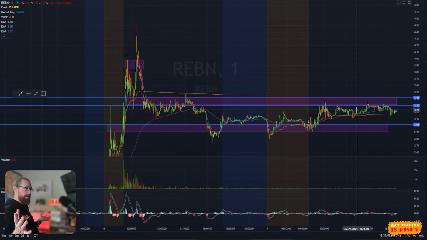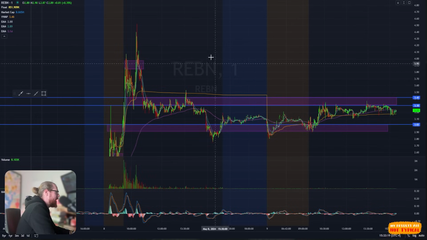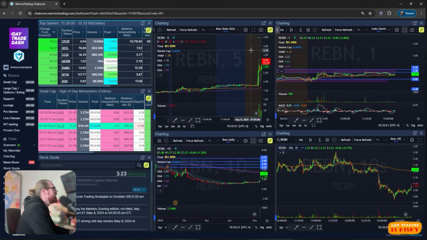Look at this. I mean, let's step back. Well, let's be real. These are very valid zones. If you're drawing these on your chart, they're going to help you. So these are areas of resistance where we've got a surplus of supply, areas of support where we've got a lot of demand. Okay, so this is REBN.